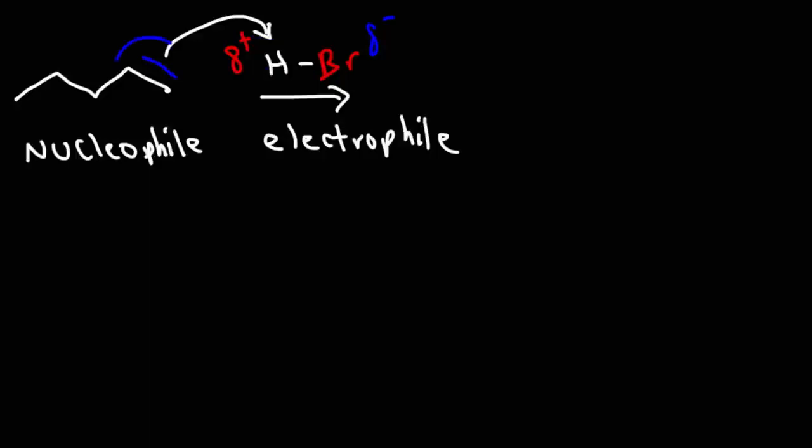The nucleophile, being electron rich, is attracted to this partially positive hydrogen atom. And so it's going to react with the hydrogen part in HBr. Now the arrow represents the flow of two electrons. What's going to happen here is the pi bond is going to break. And those electrons will be used to form a new bond between the primary carbon and the hydrogen.